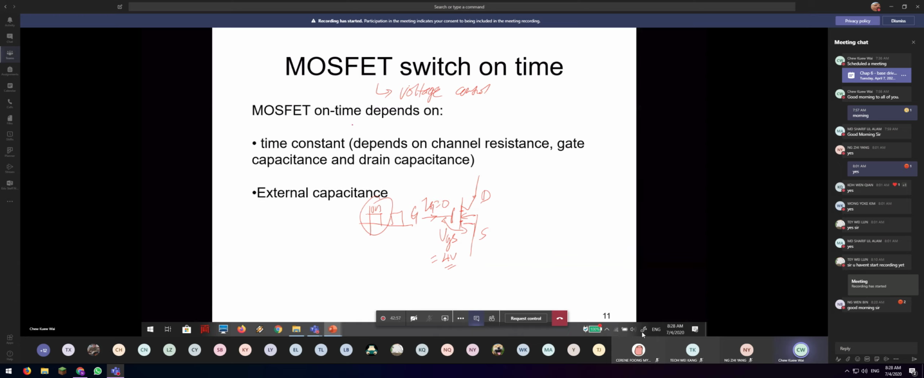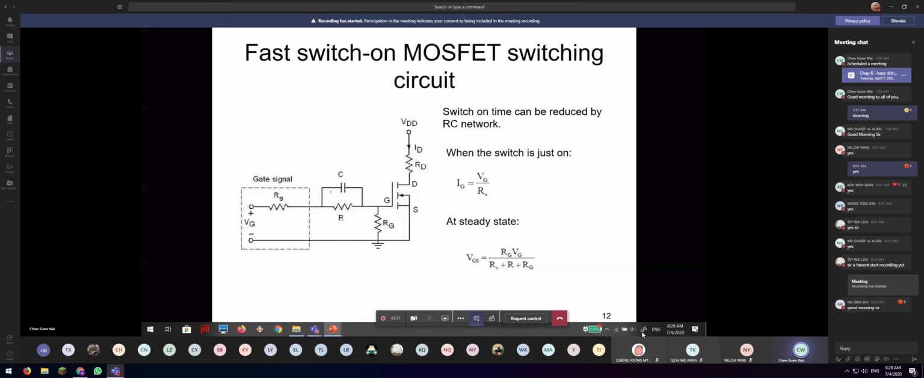So the MOSFET on time depends on the time constant. Time constant means there is actually some capacitor in the front, in the control circuit, to control the on and off, and also the external capacitance value. For example, this one is the base drive circuit for the MOSFET, right? This whole portion is actually called the base drive circuit. So we need to look at the capacitor behavior.